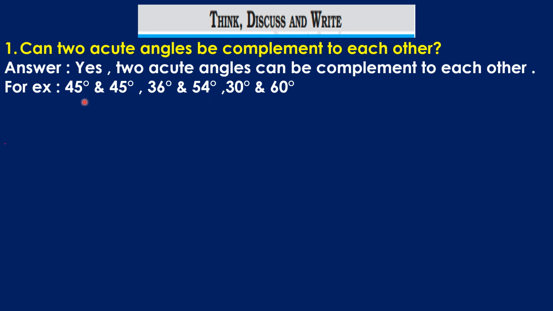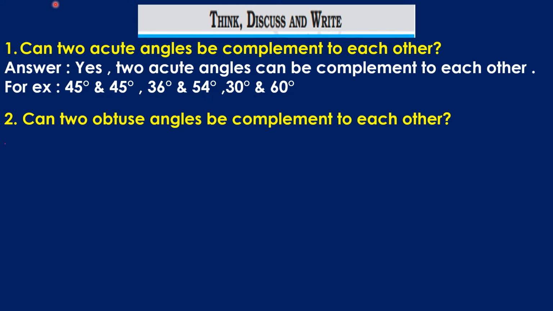For example, if the two acute angles are 45 degrees and 45 degrees, then the sum of these two angles will be equal to 90 degrees. So these two acute angles are complementary to each other. And next, 36 degrees and 54 degrees are less than 90 degrees, so these two are acute angles. When we take the sum of these two, it will be equal to 90 degrees. So these are complementary angles. Next, 30 degrees and 60 degrees: the sum of these two angles will be equal to 90 degrees. Therefore these angles are complementary to each other.